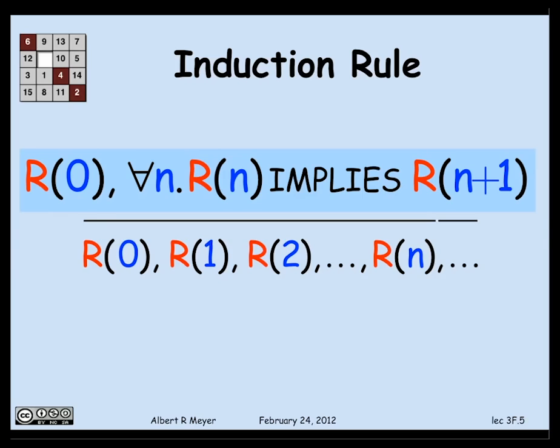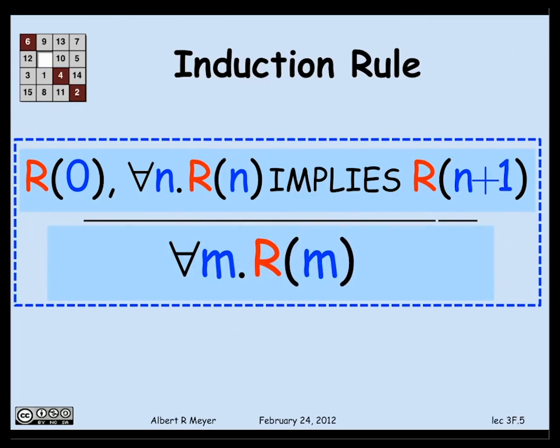Similarly, the stuff below the line that R of 0, R of 1, and so on hold is simply expressed as for all m, R of m holds. And this is the form of the induction rule. It's read that if you've proved R of 0 and you've proved that for every n, R of n implies R of n plus 1, then you can conclude that for every m, R of m holds, where the variables are all ranging over the non-negative integers.